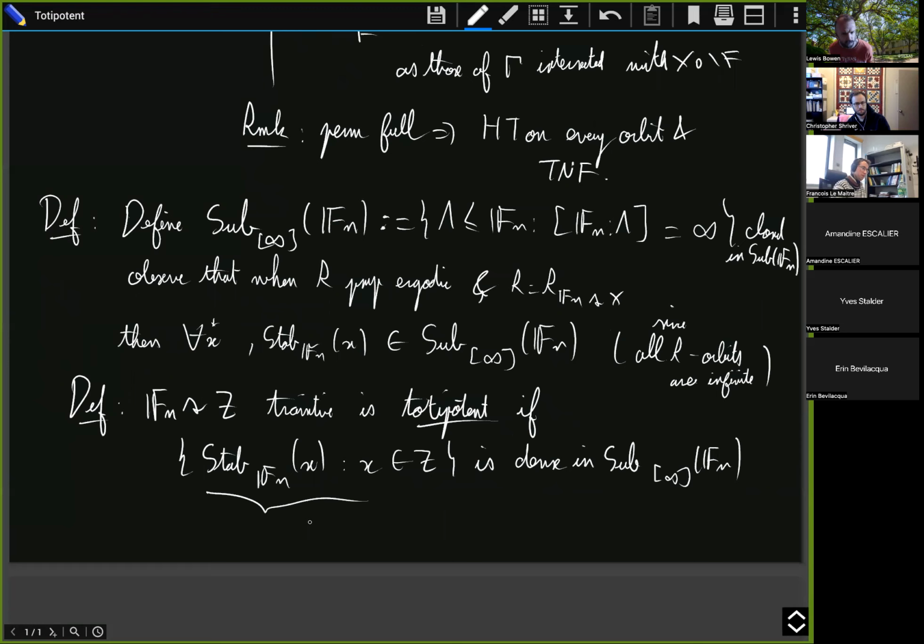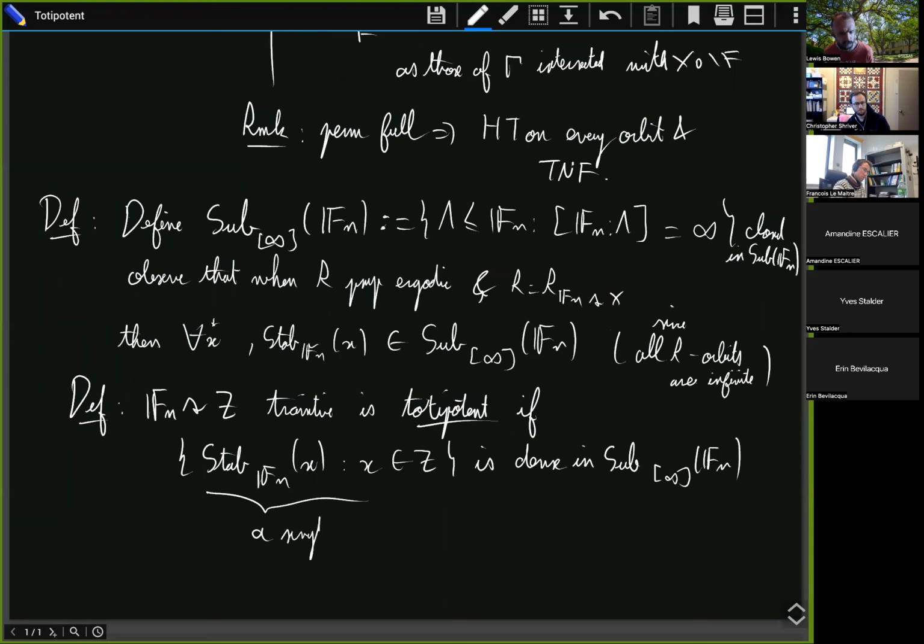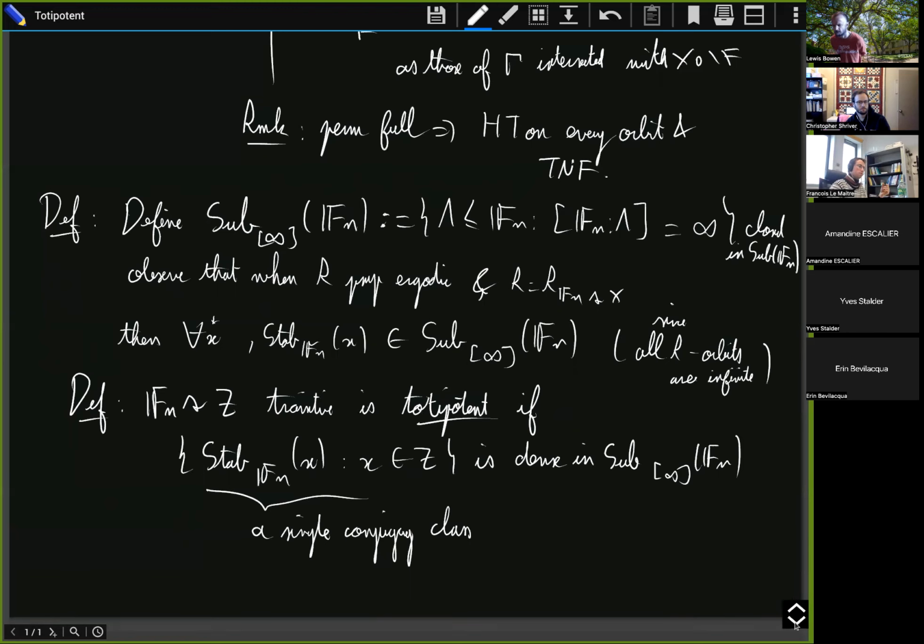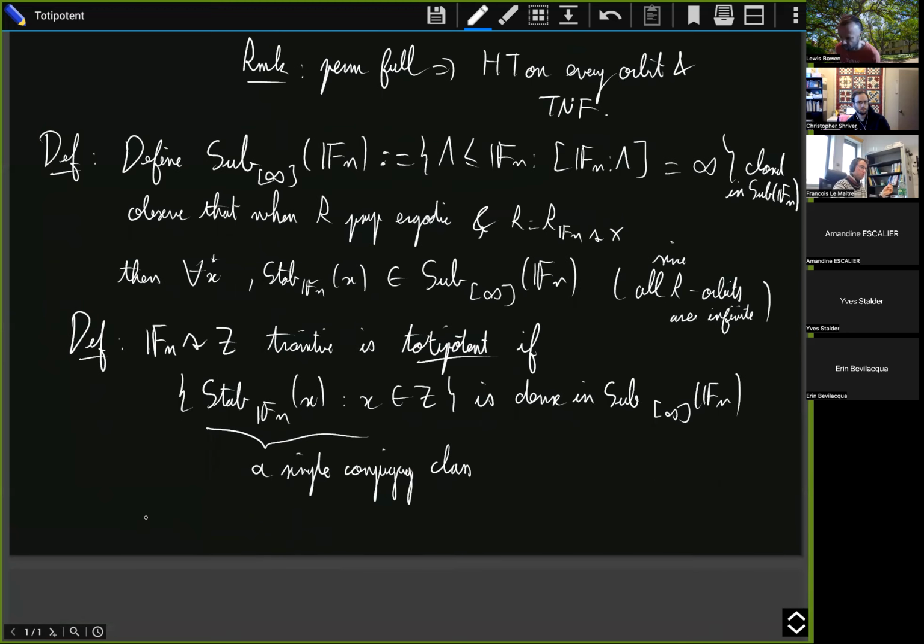Okay, and notice that this is a single conjugacy class. So this is really a property that I can determine by just looking at one point, taking its stabilizer, and looking whether its orbit is dense or not in the space of subgroups, whether its conjugacy class is dense in the space of subgroups. What is the point of this? This definition very nicely generalizes two of the previous definitions that we had.